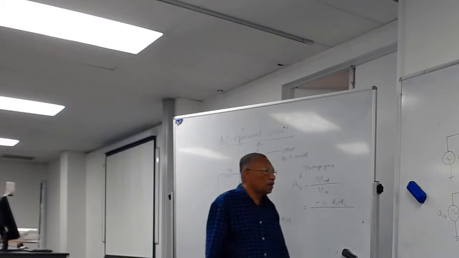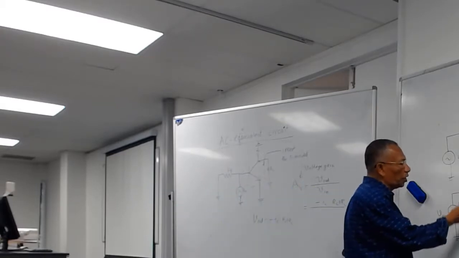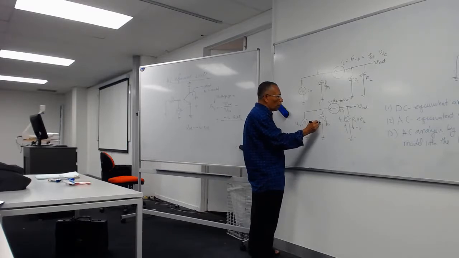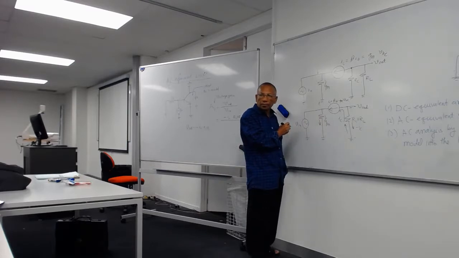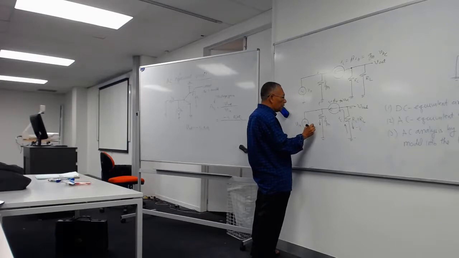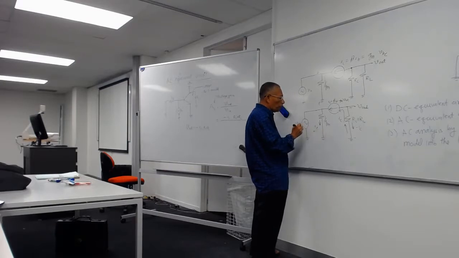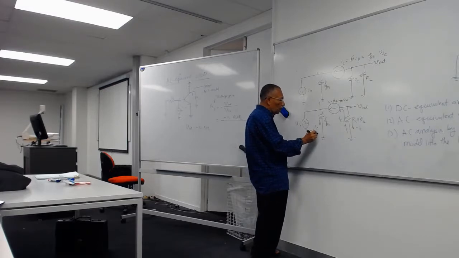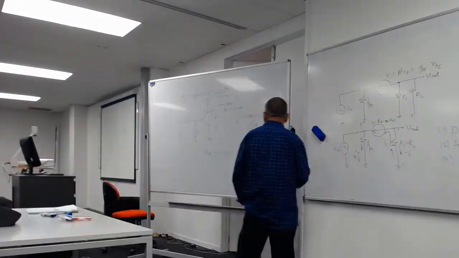And what is your V in? What is the voltage? What is the current flowing through here? IE, exactly. The current flowing here is IE, which can also be called approximately equal to IC, because IB is very small. So what is the voltage V in equal to?